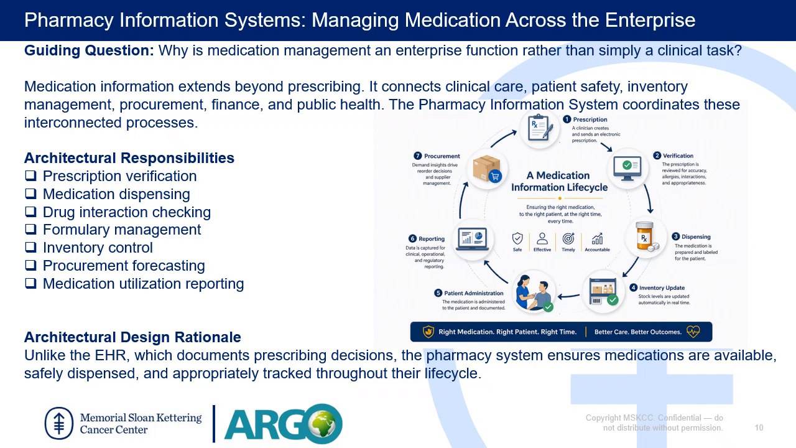Okay. So medication information extends beyond prescribing. It connects clinical care, patient safety, inventory management, procurement, finance, and even public health. The pharmacy information system coordinates these interconnected processes. Now, unlike the EHR, which documents prescribing decisions, the pharmacy system ensures not just that the medications are available, talk of inventory, but that they are safely dispensed and appropriately tracked throughout their life cycle.